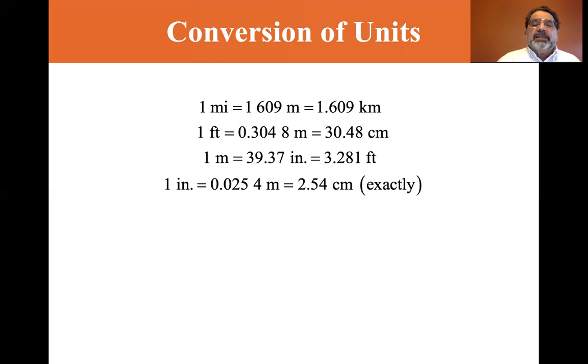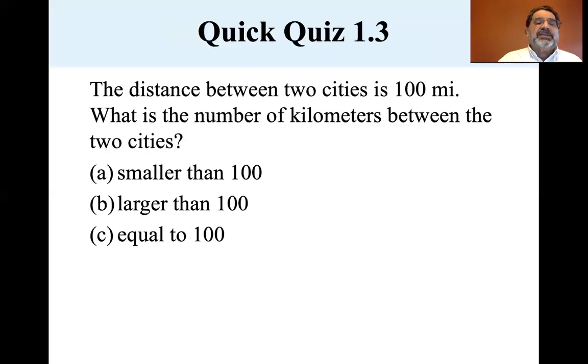So 1 mile is equal to 1.609 kilometers. So 10 miles is 16.09 kilometers. So 100 miles is 160.9 kilometers. So that gives us our answer. What is the number of kilometers between the two cities? It's larger than 100. It's 160. So that is looking into conversions and how you convert and how you can estimate.